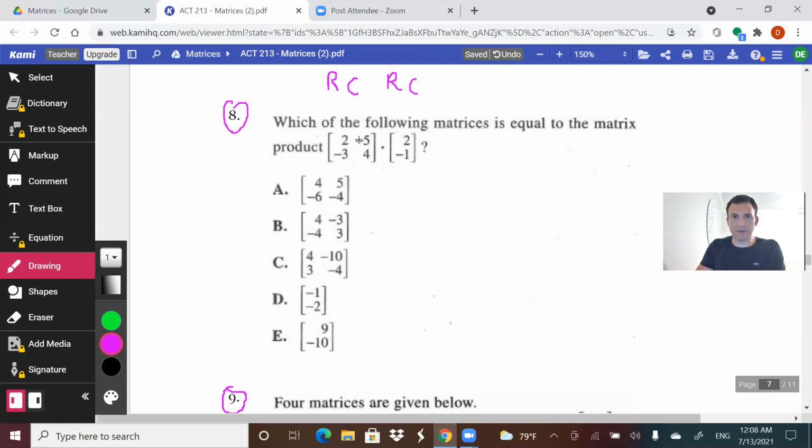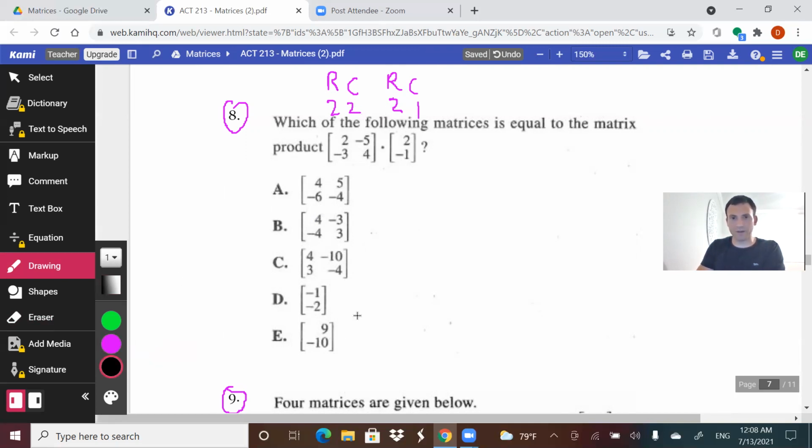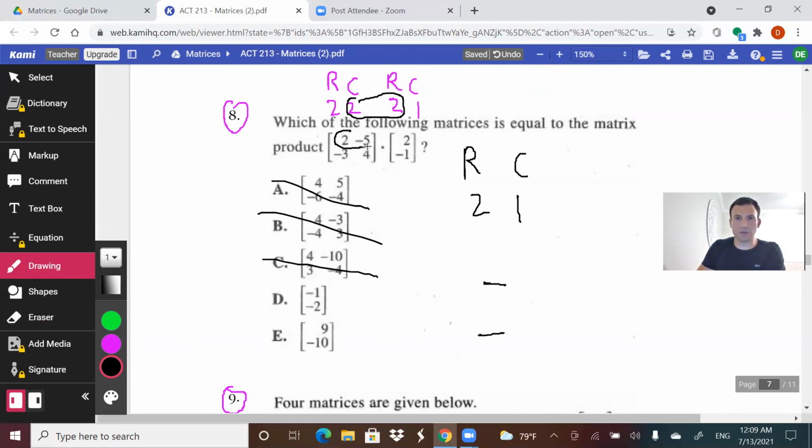Anyway, first thing I'm going to do, if you haven't paused the video, is rows, columns, rows, columns. What I'm going to get is I have 2 by 2, and then rows I have 2, columns I have 1. What this tells me immediately is that I can do it. Well, obviously I can because none of the answer choices are undefined, but just academically I can do it. And my output is going to be 2 by 1, meaning 2 rows, 1 column. What does that mean? A, B, and C are all gone that fast. Okay, let's actually do it.